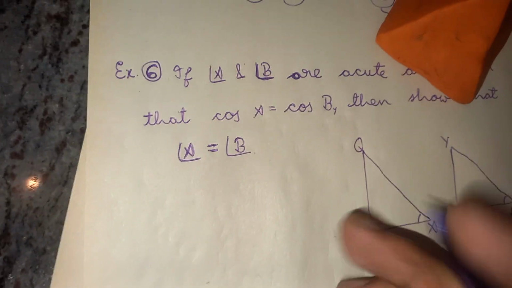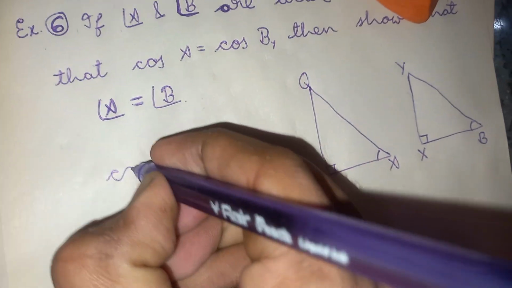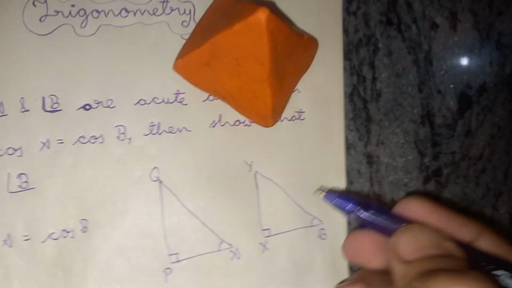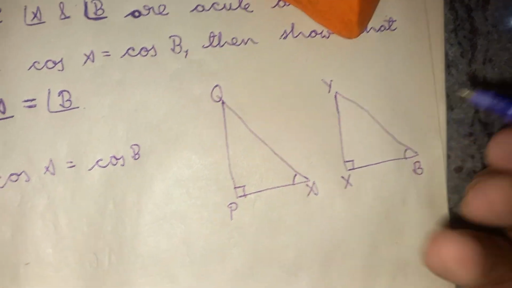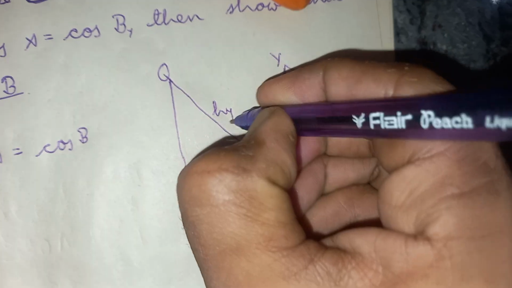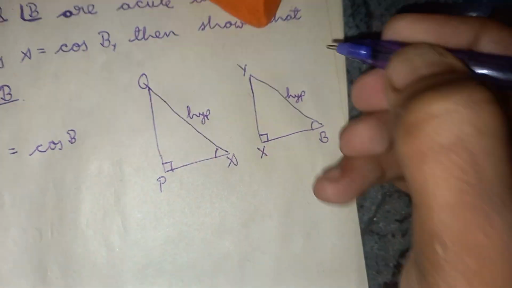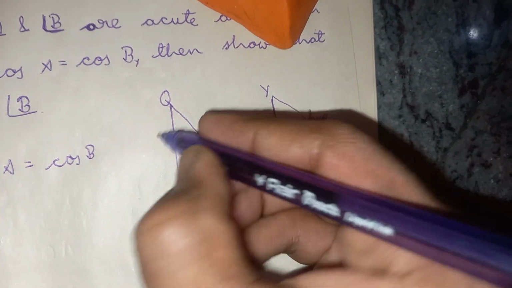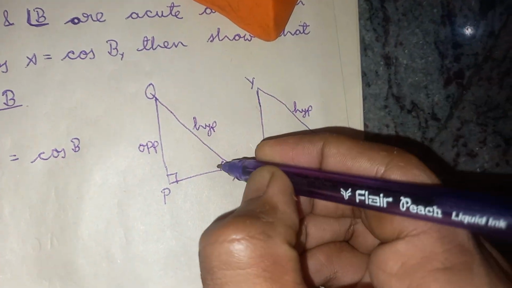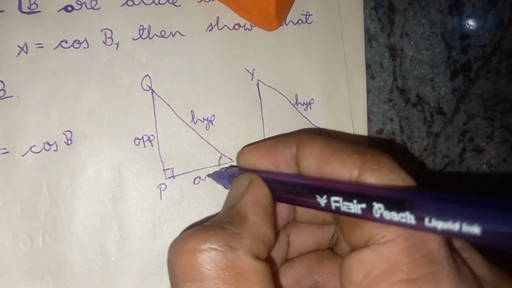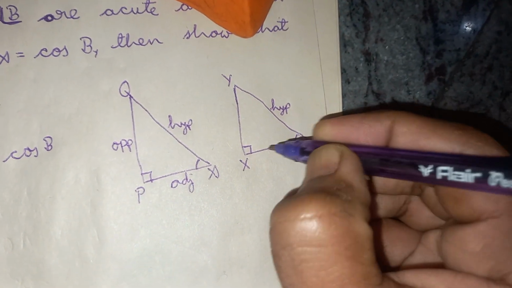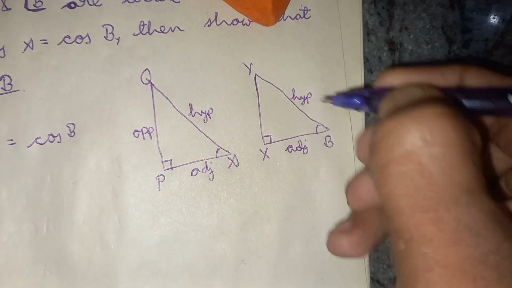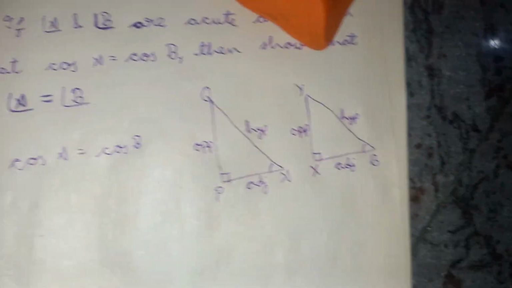Now let's find it out. They have given cos A equals cos B. Here the triangles are given. You need to write adjacent, hypotenuse, opposite. This big side is the hypotenuse here, and here also it is the hypotenuse. This side is opposite to the angle, and the side joining the angle is the adjacent side. Here also this is the joining side, so it becomes the adjacent side, and this becomes the opposite side, opposite to this angle.